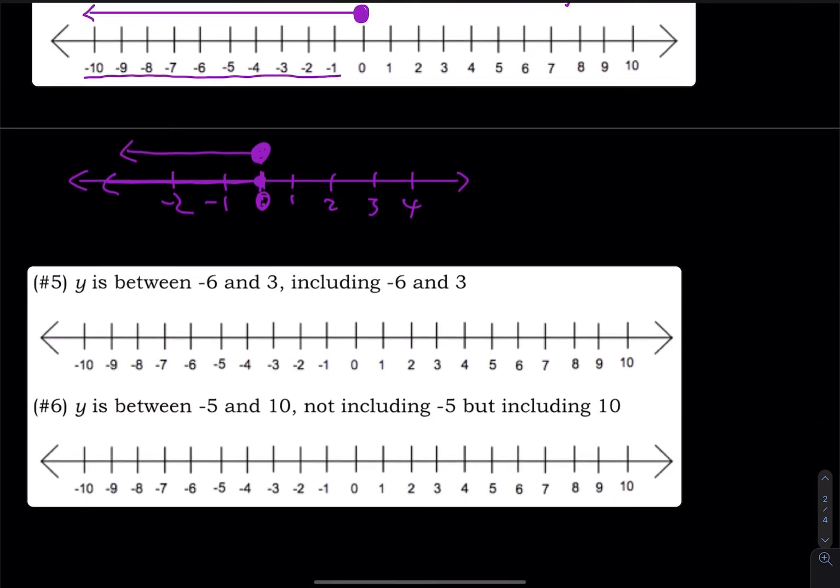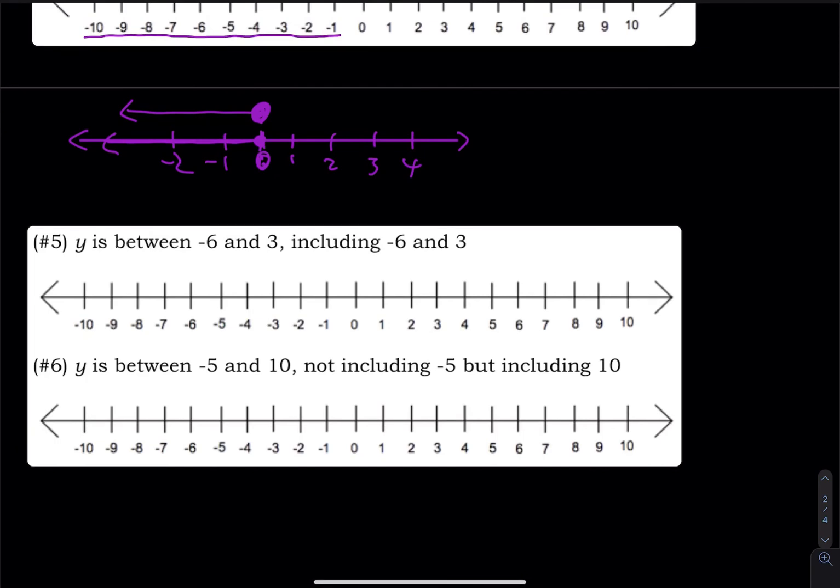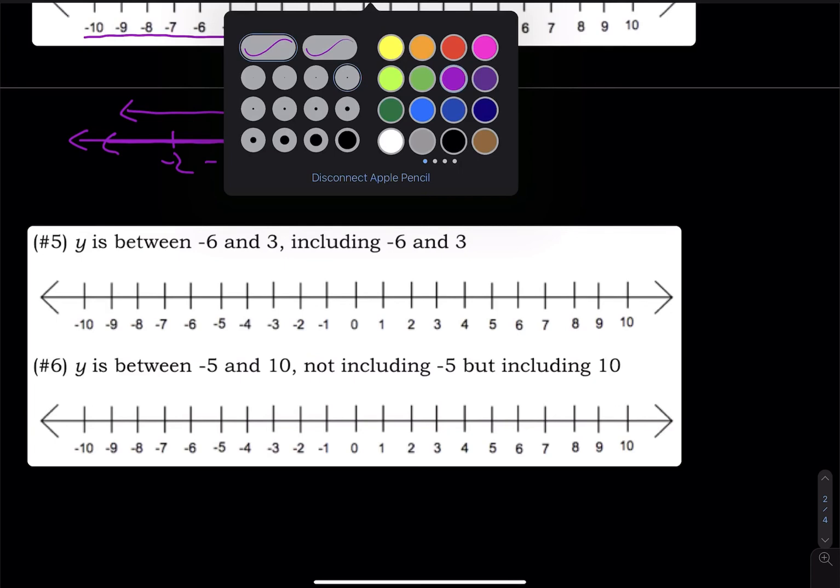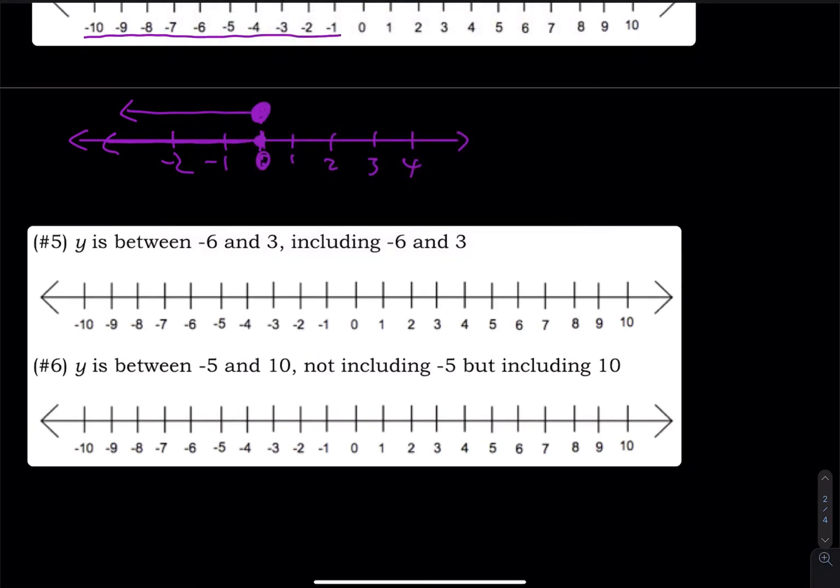Okay, 2 more. Between -6 and 3, including -6, including 3. Let's graph this first, including -6, and including 3. Between means I need the numbers between them, right? Here is -6, here is 3. These numbers are between them.